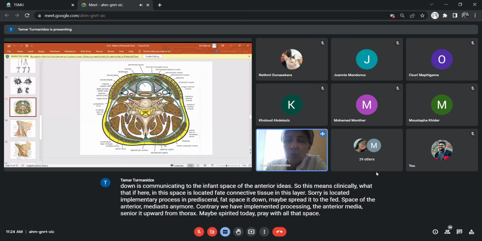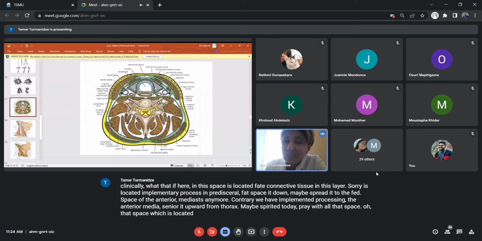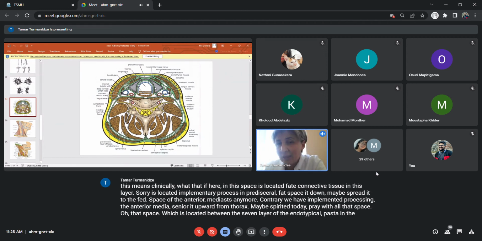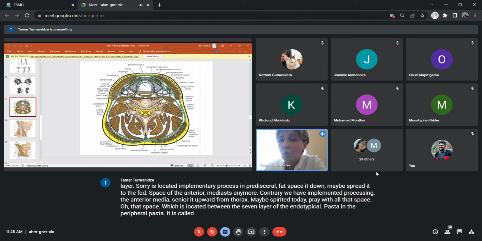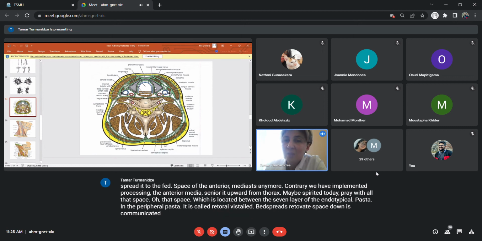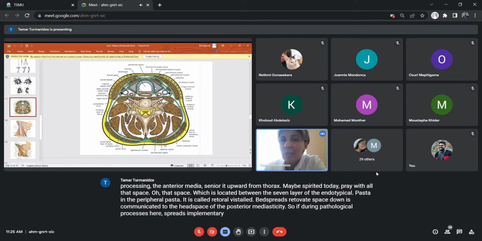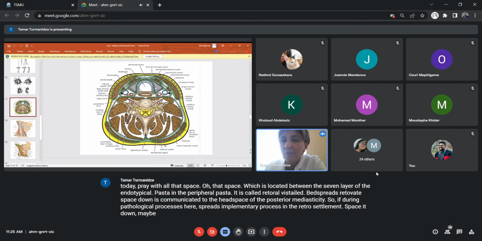The space which is located between the visceral layer of the endocervical fascia and the prevertebral fascia is called the retrovisceral fat space. The retrovisceral fat space is communicated downward to the fat space of the posterior mediastinum. So if during pathological processes an inflammatory process spreads in the retrovisceral fat space, it may spread downward to the fat space of the posterior mediastinum.